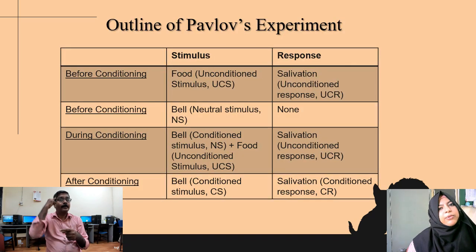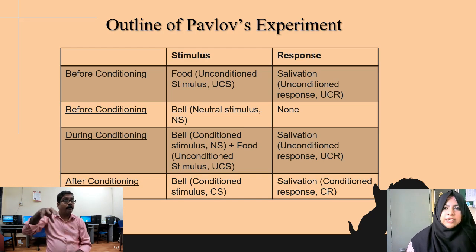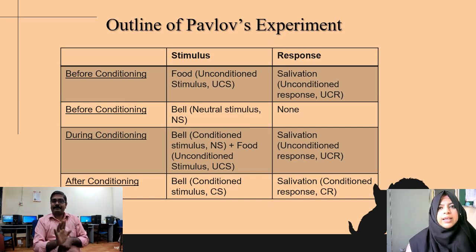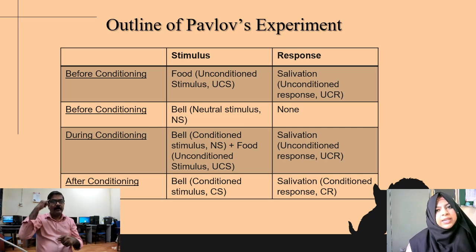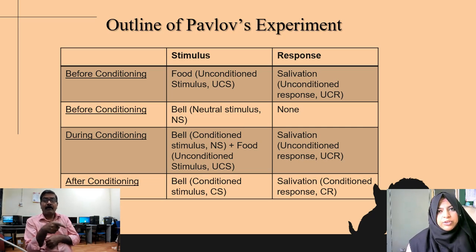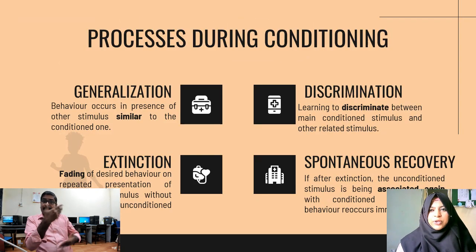Let's look at the outline of Pavlov's experiment. Before conditioning, along with the food, that is the unconditioned stimulus, the unconditioned response, salivation, was seen. After conditioning, the bell became the conditioned stimulus and salivation became the conditioned response. Let's look at the processes during conditioning.